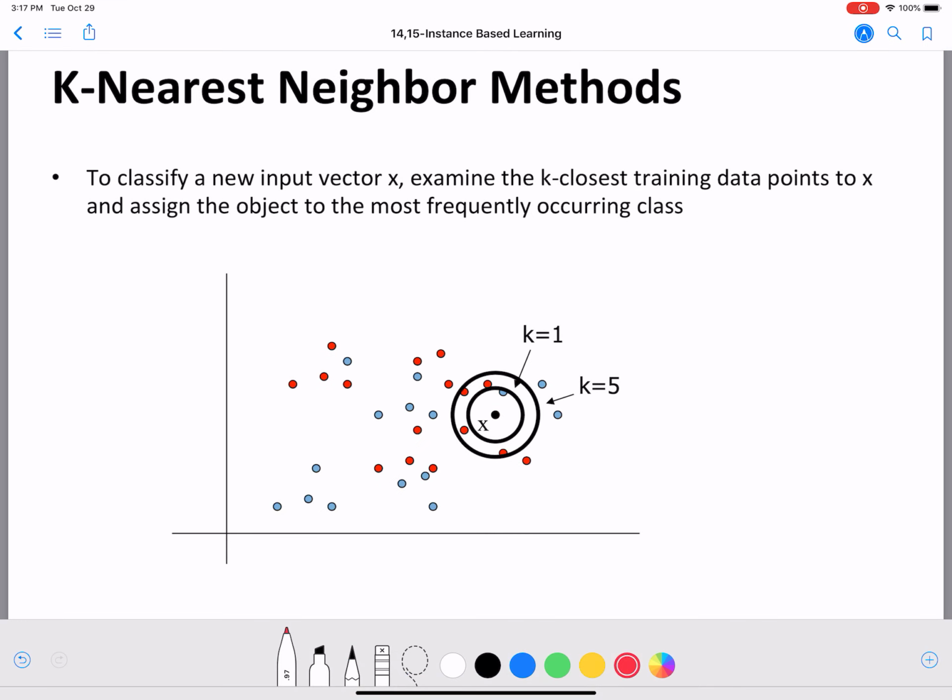Now k-nearest neighbor in action. So we have different values of k here. k is equal to 1 and k is equal to 5. For 1, we draw a circle around x only comprising the first nearest neighbor. Now the first nearest neighbor here is a blue. Now if we choose k equal to 1, our classification for this would be blue, right?